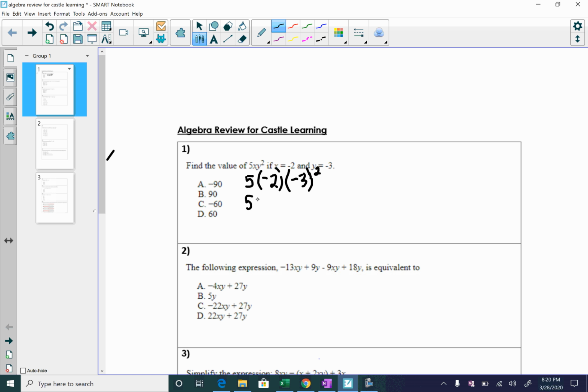So bringing everything else down, -3 squared is +9. Then -10 times 9 is -90. So my answer is choice A. Please make sure you have your calculator out for this, because I'm going to be showing you or talking about a few things that you have to remember how to do in the calculator. Okay, take a look at number 2.